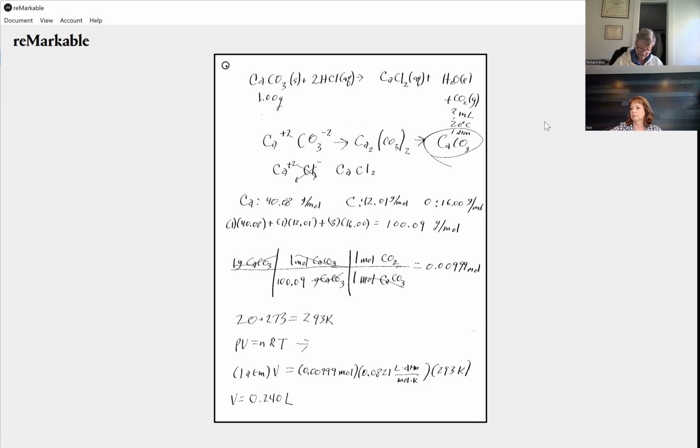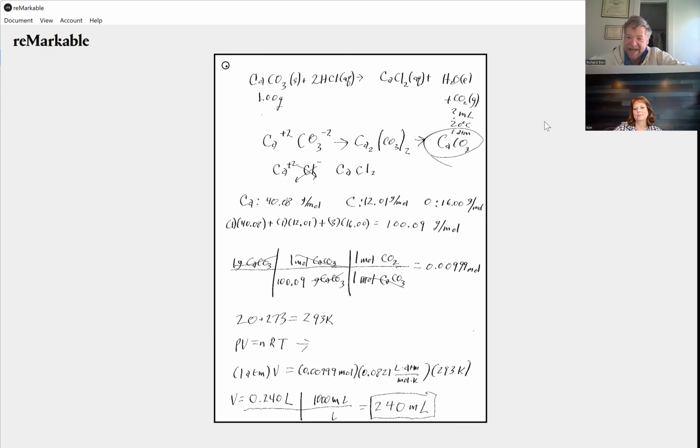But notice that this is the wrong volume. This is liters. We need milliliters. Well, remember, there are 1,000 milliliters in 1 liter. Wow. That belch has a volume of 240 milliliters. That's a lot of gas.